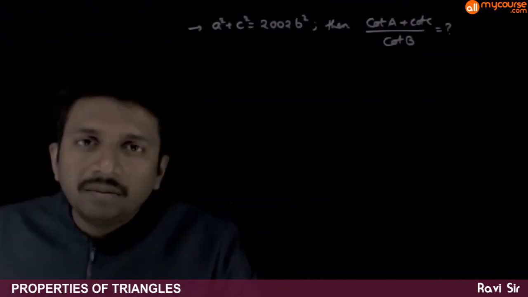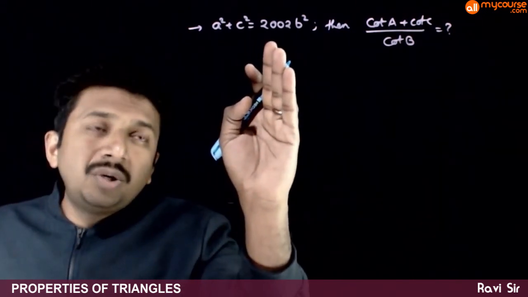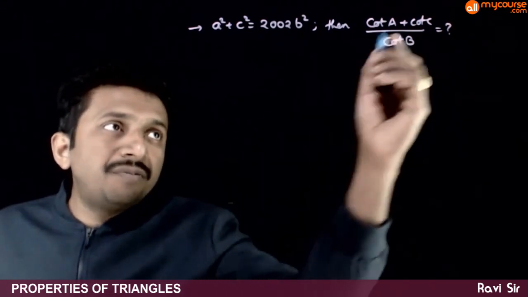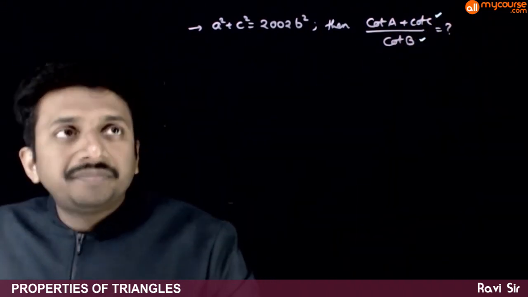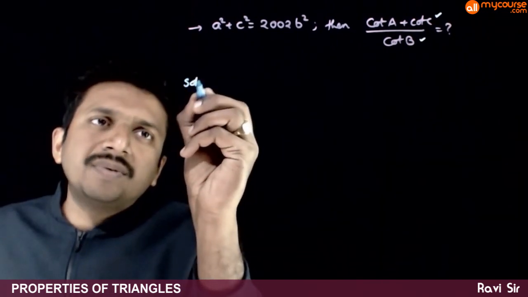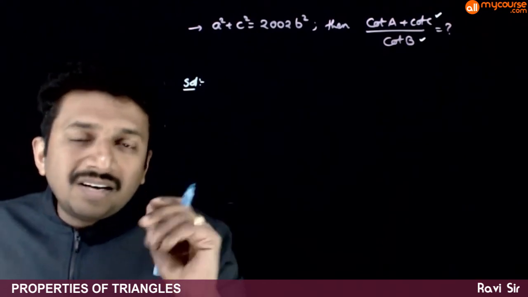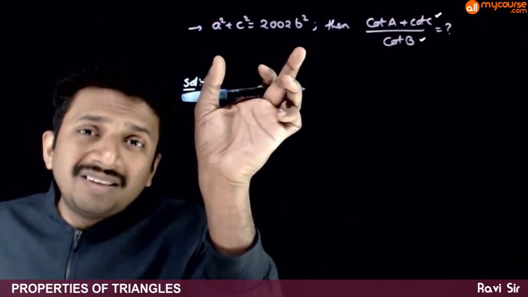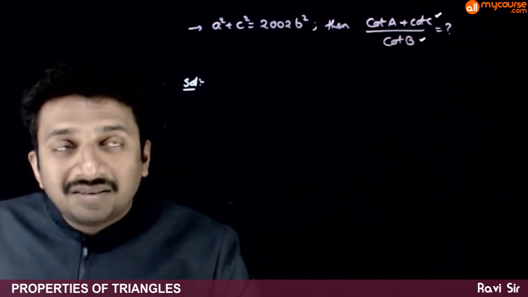Thank you. So in this question, you're given that A square plus C square is equal to 2002 times B square. If that is so, you're asked to find (cot A plus cot C) by cot B. So how do we do this question? First, let us try to analyze if there is some relation between the given relation and the question that is being asked.